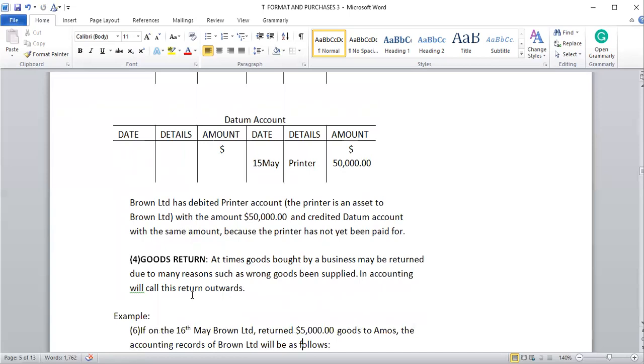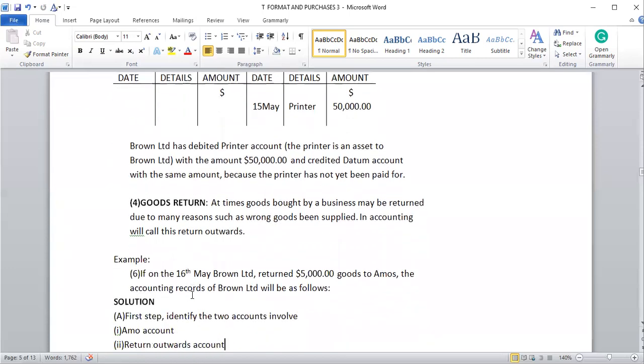So let me explain. At times, when the company purchases goods and they receive the goods, they realize that the goods have been damaged, or some of the goods have been damaged, or the wrong goods have been supplied. Then they have to return the goods. When they return it in accounting, we call it return at loss. So a return at loss account will be recorded. So let us look at an example.